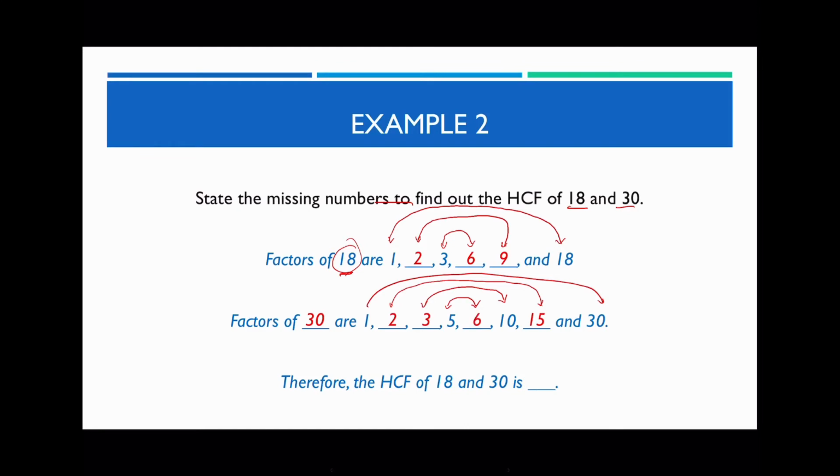So therefore, if I'm trying to answer this question, what is the highest common factor of 18 and 30? Well, if we look at our list over here, the factors that are present in 18 and 30 are 1, 2, 3, 6, and that's all. So therefore, out of all those factors, 6 is the highest. So therefore, 6 is going to be our answer.